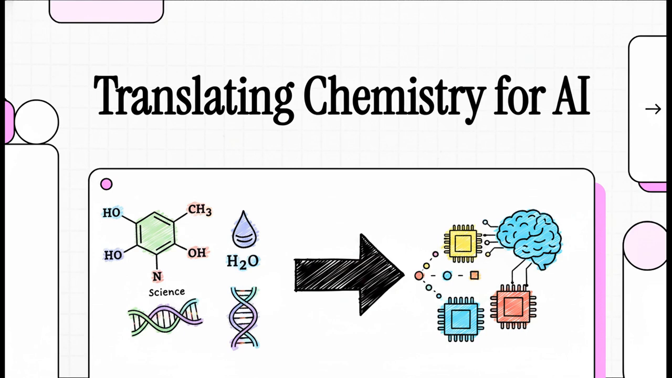Now, we all know artificial intelligence is completely revolutionizing how we discover new drugs, how we design advanced materials, basically how we understand the physical universe. But before AI can do any of that, we have to bridge this massive gap between human science and computer processors. We literally have to translate chemistry into a language that AI can actually understand.